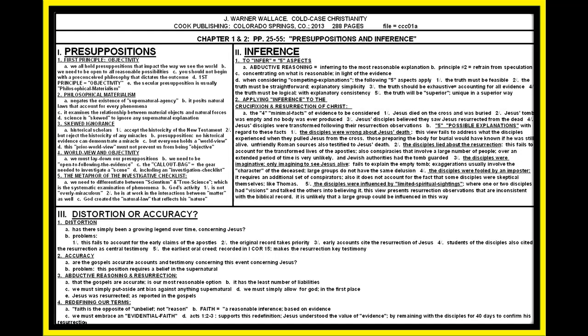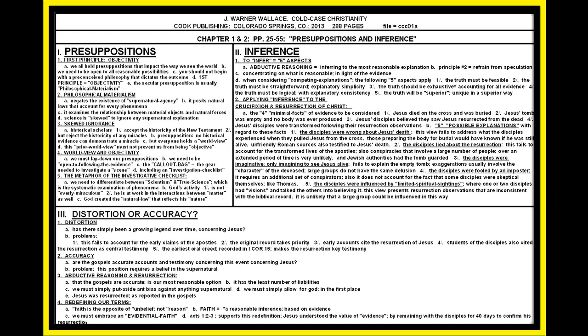The truth must be feasible. The truth must be straightforward in explanatory simplicity. The truth should be exhaustive, accounting for all the evidence. The truth must be logical with explanatory consistency, and the truth will be superior, unique in a superior way to other alternatives. Now let's apply inference to the crucifixion and resurrection of Christ. Wallace tells us that there are 4 minimal facts of evidence to be considered.